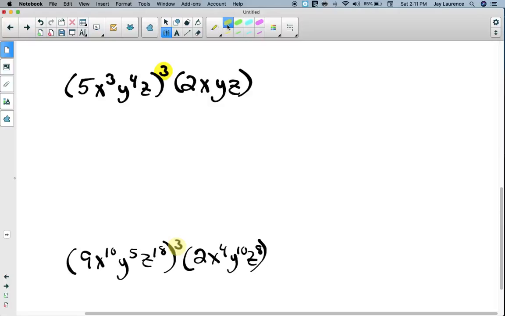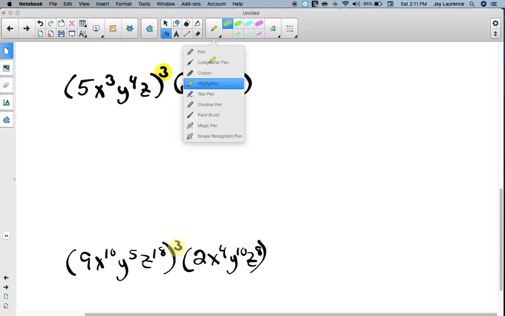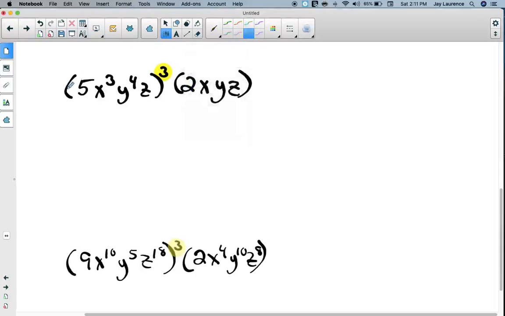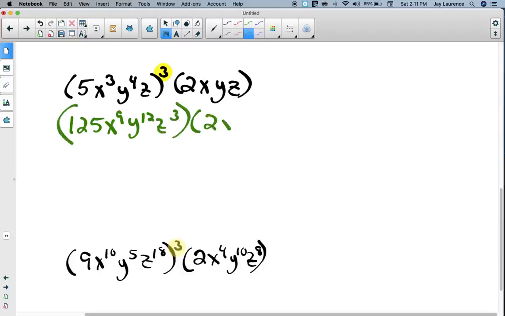All right, here come my answers. Let me get out of highlighter mode. First, I've got to cube this entire first quantity. Well, 5 cubed is 125. X cubed cubed should be x to the 9th. Y to the 4th cubed would be y to the 4th times y to the 4th times y to the 4th. And z cubed is just z cubed, because z times z times z would be z to the 3rd power.